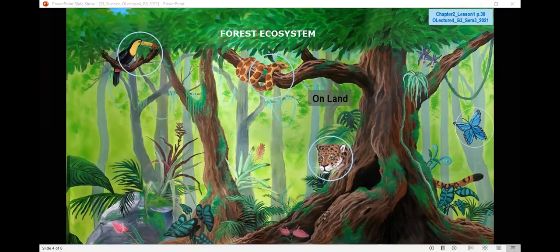What are some other living things? The plants. Bravo, Dana. The flowers, the trees. Plants are also living things. All of these animals and plants are living things that live in this ecosystem.